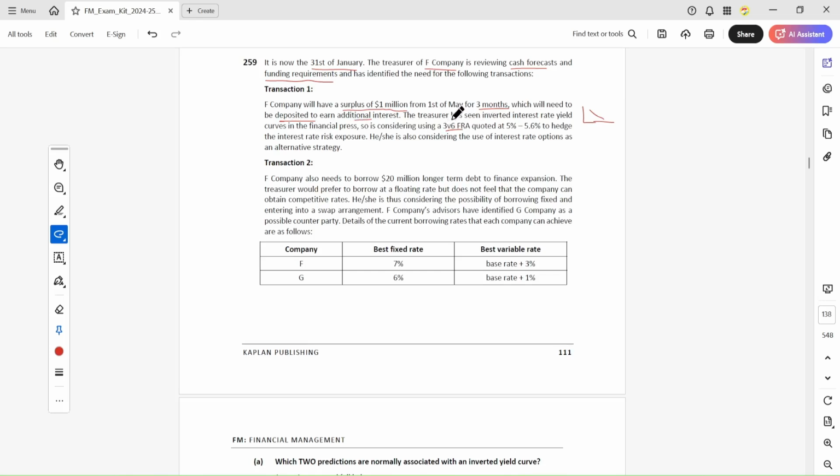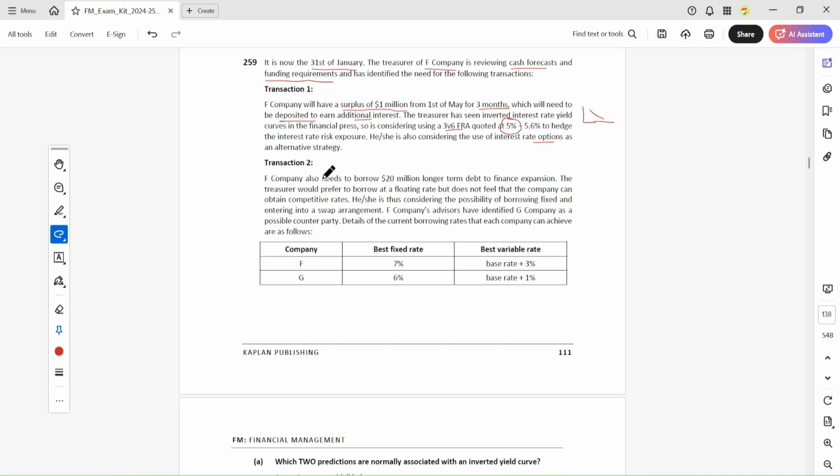The treasurer's financial adviser is considering using 3 to 6, which means we are going to invest for 3 months, and which rate we have to use, because we are depositing. On deposit we will get a lower interest rate, but when we go and borrow, the bank will charge a higher interest rate. He is also considering the use of interest rate options as an alternative strategy for the interest rate exposure.